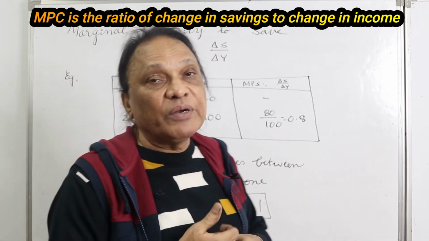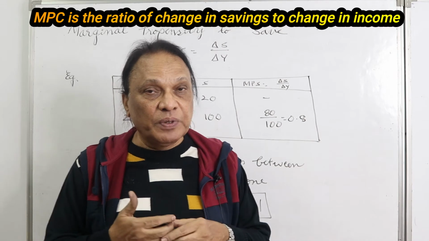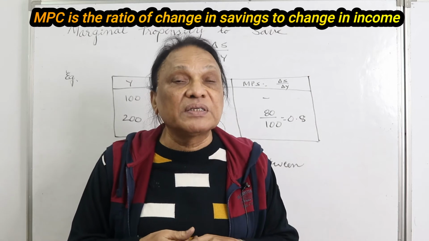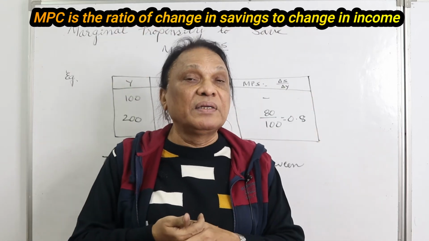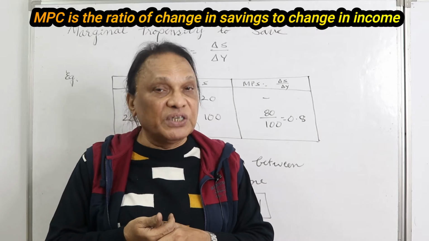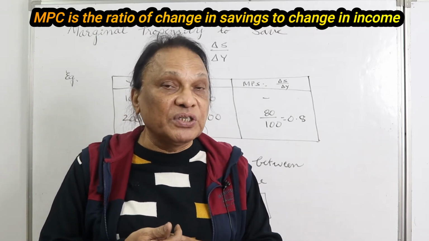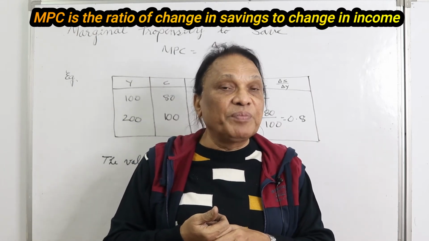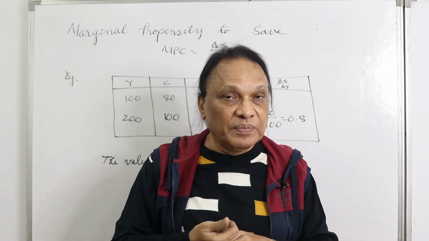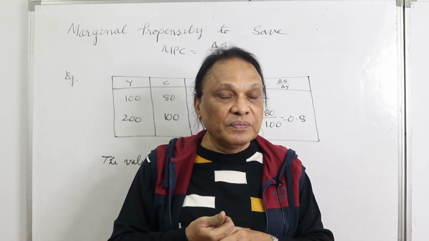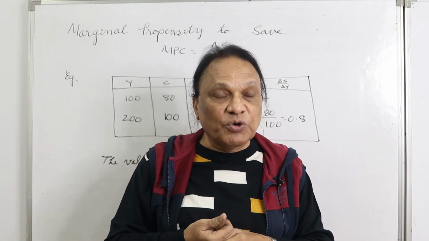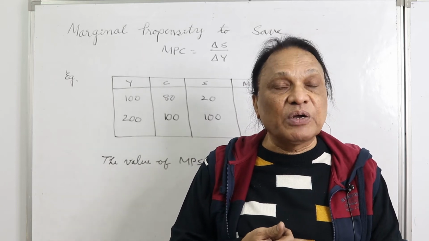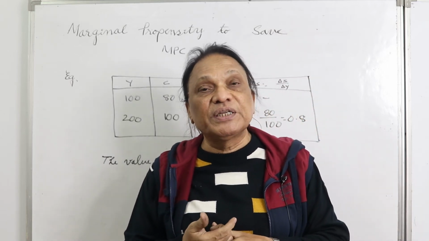What does 0.8 show? 0.8 shows for every 1% increase in income, the savings in the economy will go up by 80%. Suppose the income has gone up by 100%, the change in savings will be 80% of the change in income. That is delta S upon delta Y as a result of change in income. So I repeat once again, MPS, marginal propensity to save, delta S upon delta Y, is the ratio of change in savings to change in income.